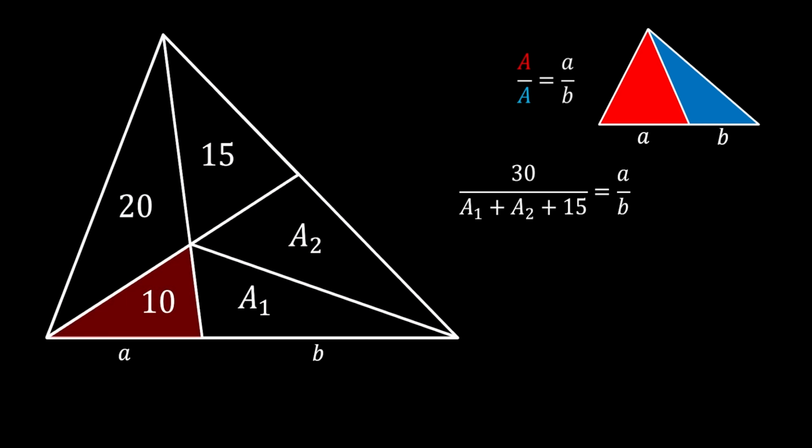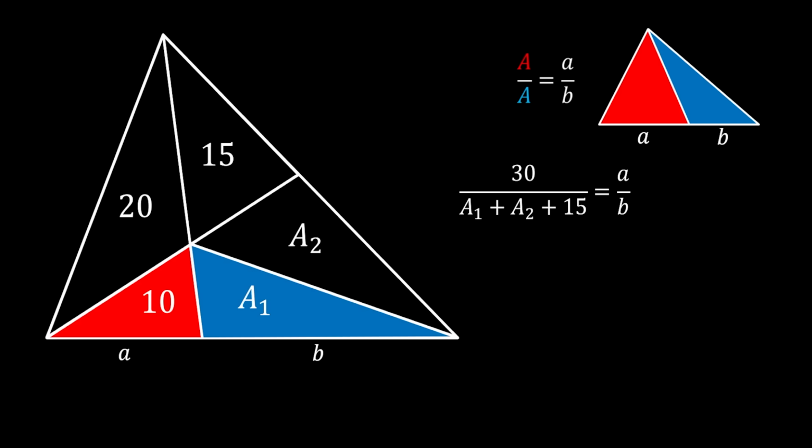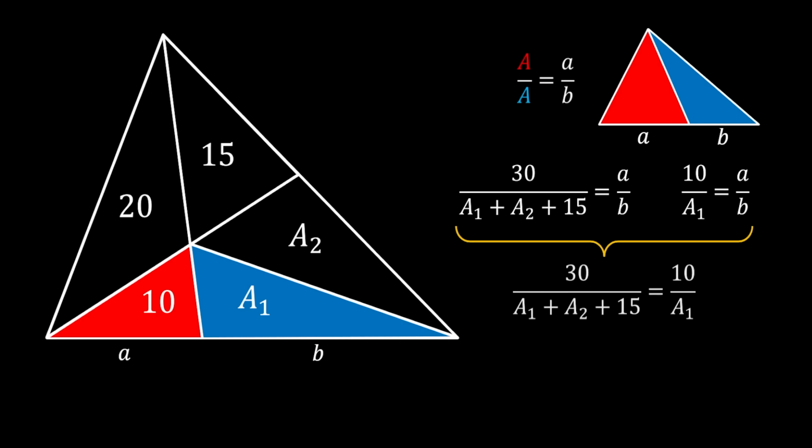Now let's find two more triangles. Let's have a look at the bottom red triangle with the area of 10. It also has the same base of A, and if you take a look at the triangle right next to it, you can see that it has the same height and it has the base of B. So we can use the same theorem again and say that the relation between their areas is equal to the relation between their bases. Now, if you take a look at our equations, you can see that both of those equations have the same value. So this means that those two equations are equal.